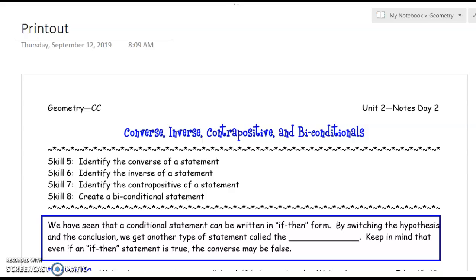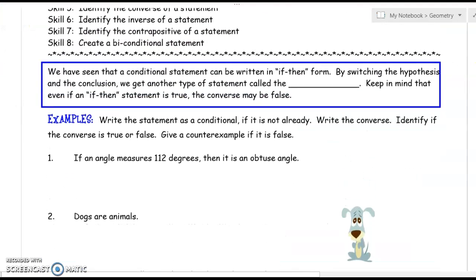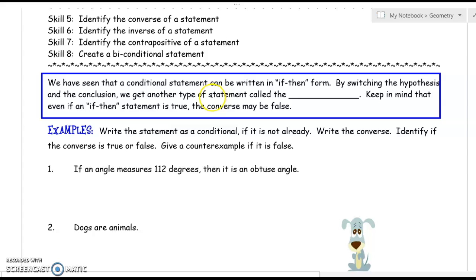We started talking about conditional statements, and today we're going to talk about moving things around and doing converse, inverse, contrapositive, and biconditional. Get ready, we're going to be writing like crazy. So, here we go. We have seen the conditional statements written in the word if-then form. By switching the hypothesis and conclusion, if you switch the order, we get another type of statement called the converse.